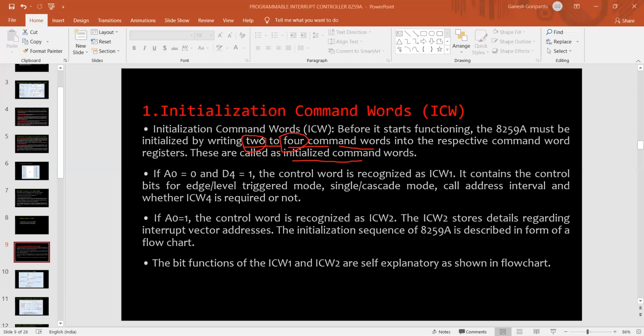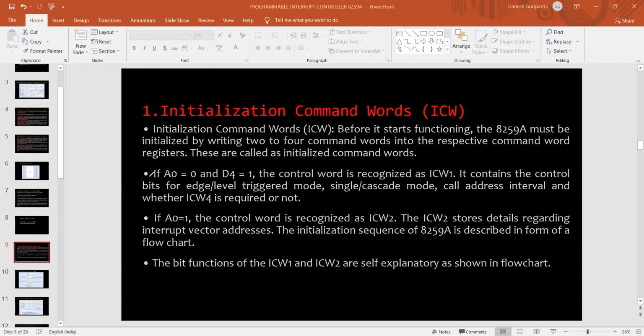So what is the difference between writing 2 initialization command words and 4? In what case do we have to restrict ourselves to 2 initialization command words, and in what case do we extend them to 4? That we have to understand, and that we'll try to understand, right?